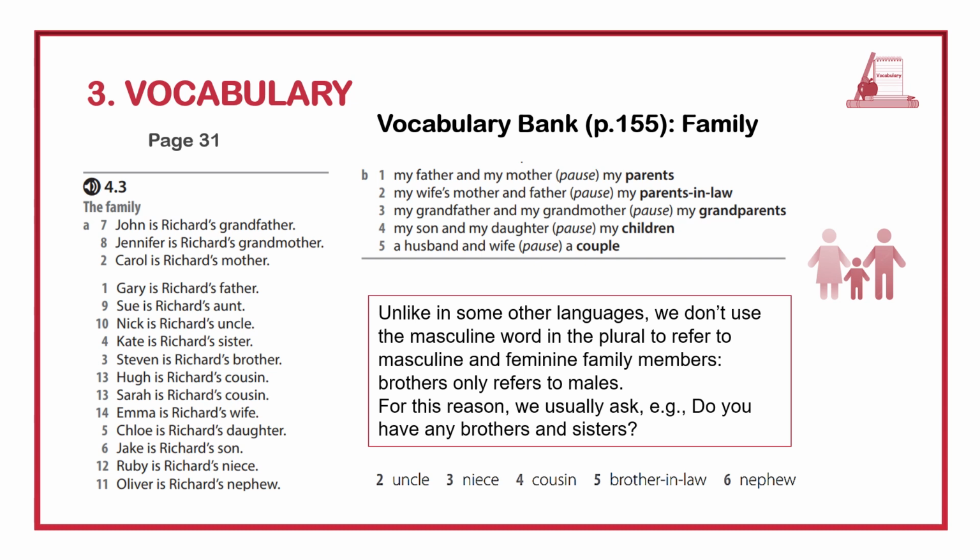Number 4. Who's your aunt's child? My cousin. Who's your husband's brother or your wife's brother? Brother-in-law, my brother-in-law. And number 6, who's your niece's brother? My nephew. So if your brother or your sister has a son, a boy, then he is your nephew.